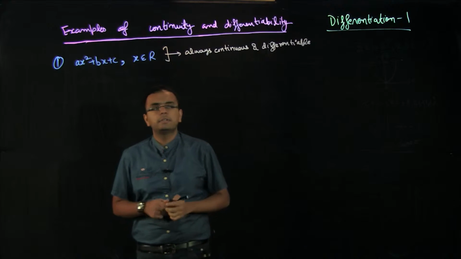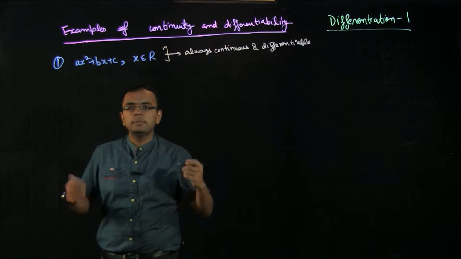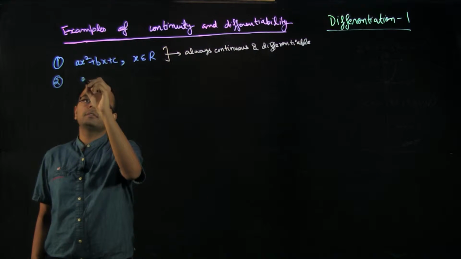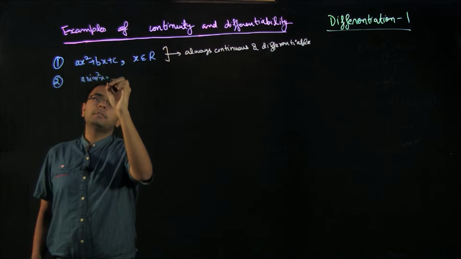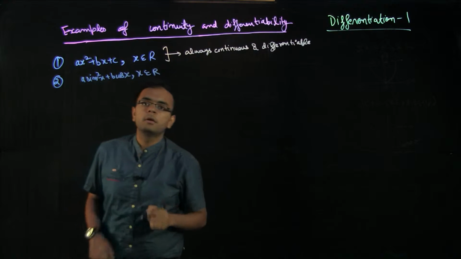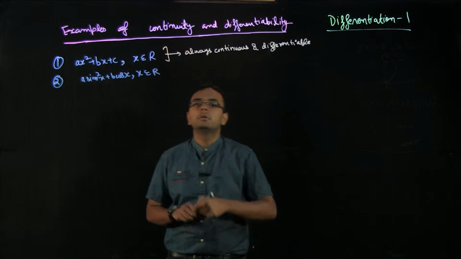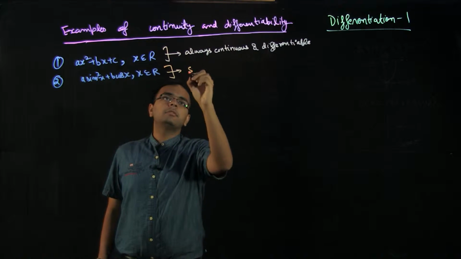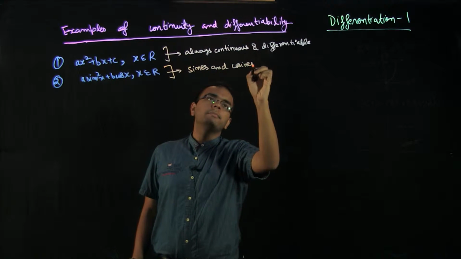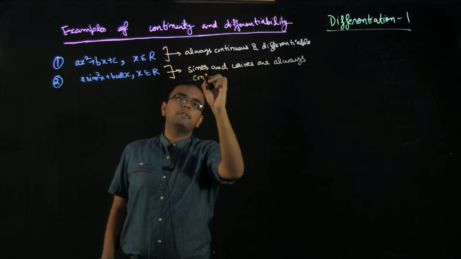I just wanted to very quickly talk about this so that you have an idea that if you see something like this, you don't even have to solve it. Similarly, if you get something like a sine square x plus b cos x, and again x belongs to R, how will you solve something like this? You can again very quickly directly write that sines and cosines also are always continuous and differentiable. I have discussed this before.